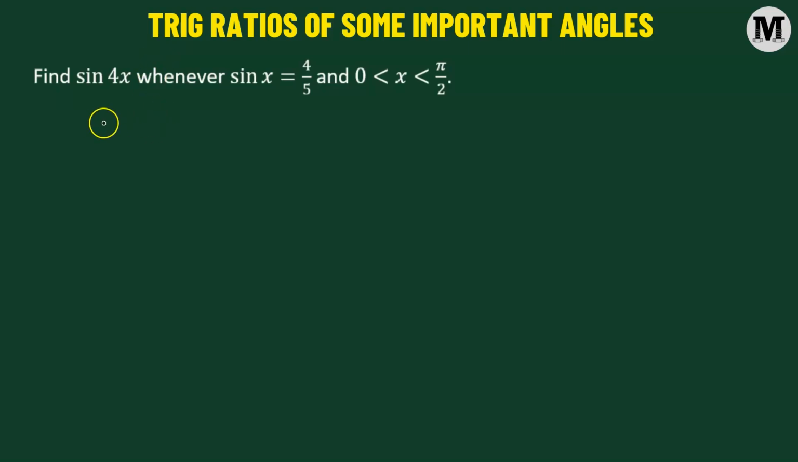So here in this problem, we need to find out the value of sine of angle 4x, and it's given that sine of x is 4 over 5 with x lying between 0 and pi over 2, when it's in the first quadrant. Let us begin. So we'll start with the given value of sine x.